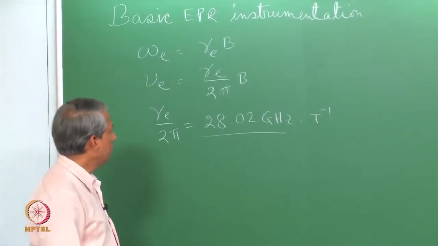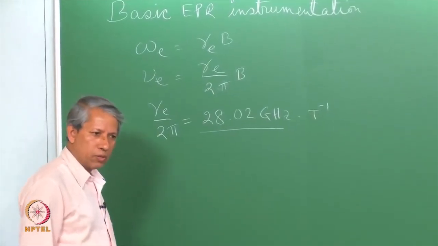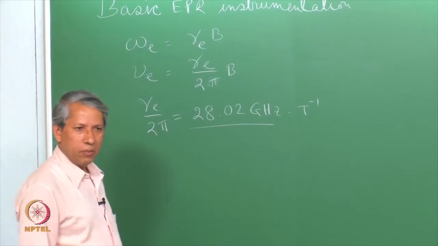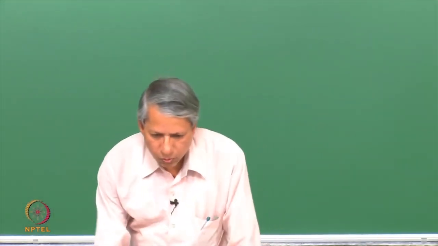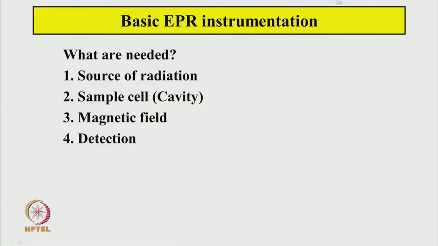So, what do we need to have a spectrometer based on whatever we have understood about the principles of EPR spectroscopy? Just look at this slide here. We need a source of radiation, then we need a sample cell to hold the sample, which in this parlance we call a cavity, then we need a magnetic field and also a detection system.